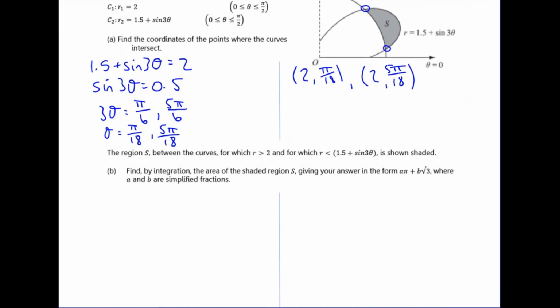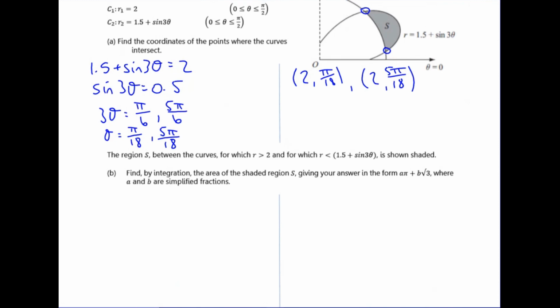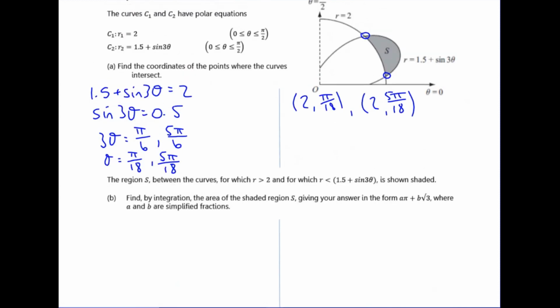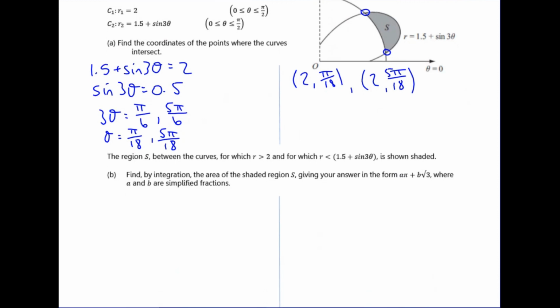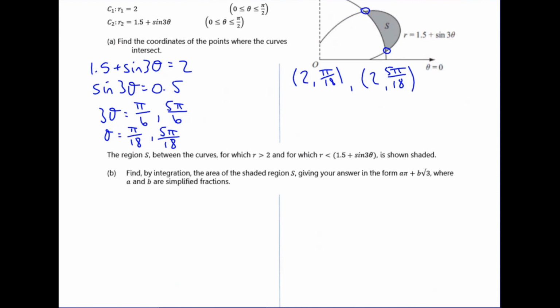Okay, it then says the region between the curves for which r is bigger than 2. So it's where this second curve is outside the first curve. And for which r is less than 1.5 plus sine 3 theta. So that's the inside of this curve, basically, is shown shaded. Find the area of the shaded region, and it tells what format the answer should be in.